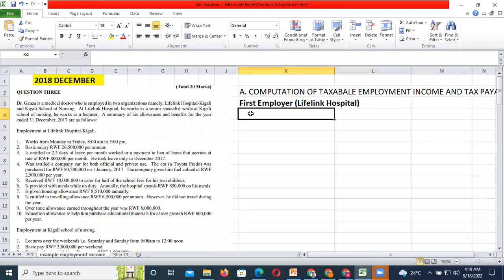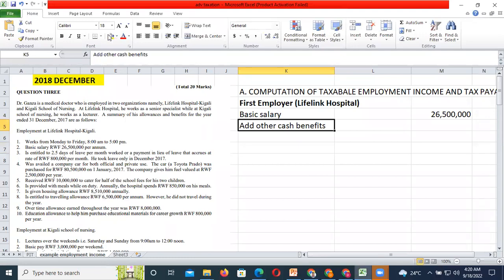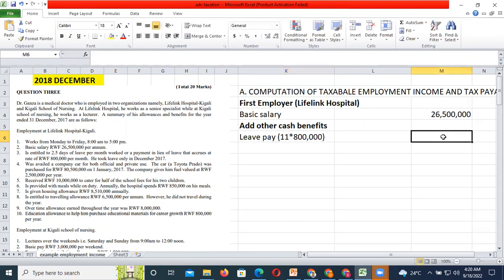Now, we start with the basic salary. The basic salary is 26,500. Then we add other cash benefits. So the other cash benefit, the first one, we have a leave pay of 11 months times 800.